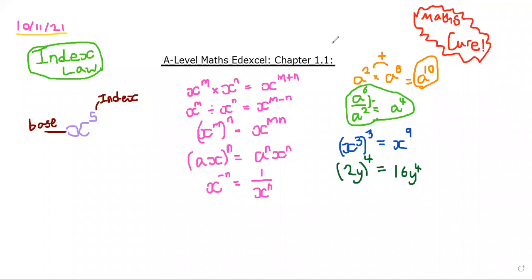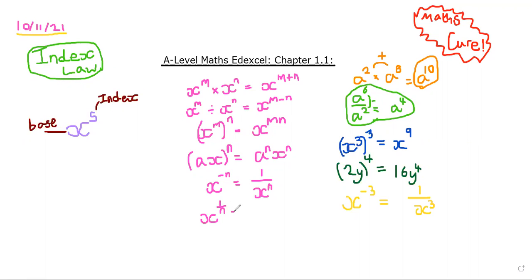Let's have a look at an example. Let's say you've got x to the power of negative 3. That's going to be 1 over x to the power of 3, or x cubed. Okay. Another rule that you might need to know is with fractions. Let's say you've got x to the power of 1 over n.